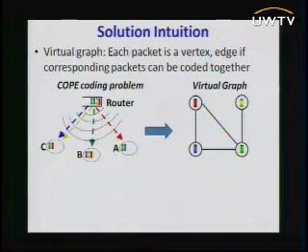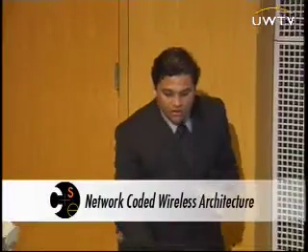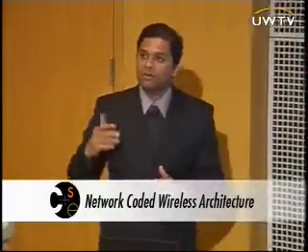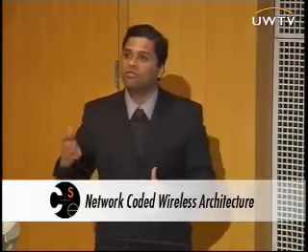Now here's the key bit. Notice that a coded packet is a clique in this virtual graph. So from this pairwise graph construction, you can show that any coded packet, even 3 or 4 packets, corresponds to a clique in this virtual graph. So minimizing the number of transmissions using coding corresponds to partitioning this virtual graph with a minimal number of cliques.